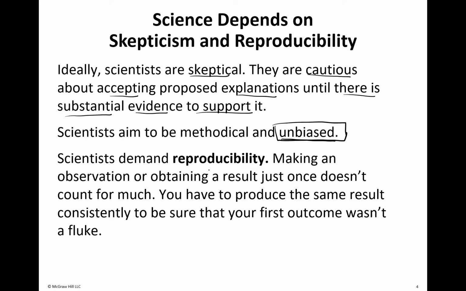Scientists demand reproducibility. This means that the experiments or the results can be repeated. Making an observation or obtaining a result just once does not count for much. You have to produce the same result consistently to be sure that your first outcome was not a fluke or just random. So repetition is really important in performing experiments or science.